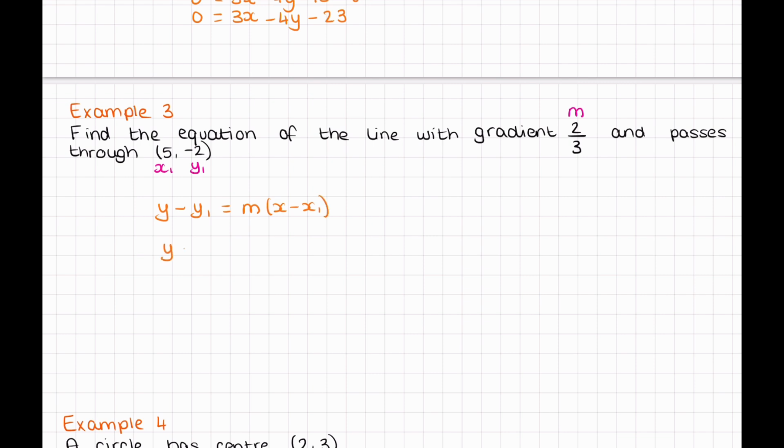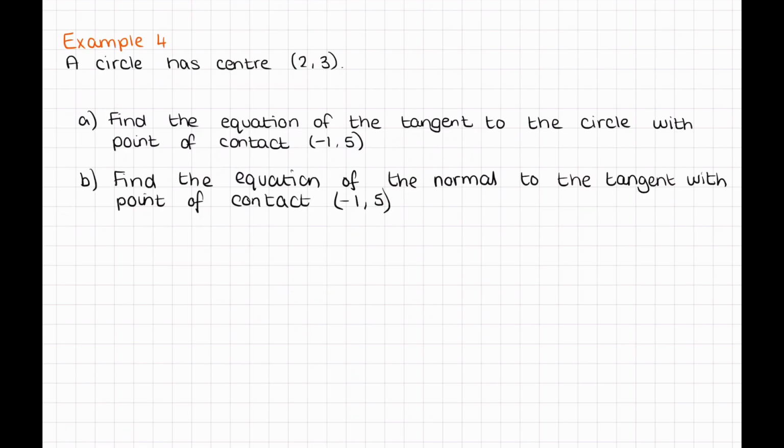Substitute in y minus minus 2 equals our gradient, which is 2/3 bracket x minus 5. Just simplify the left-hand side, we'll have y plus 2 equals 2/3 of x minus 5. And that's it. That is the answer. There's no more rearranging or anything needed. And that's why I really like this form, because if it doesn't tell us how to give an answer, it's really quick.